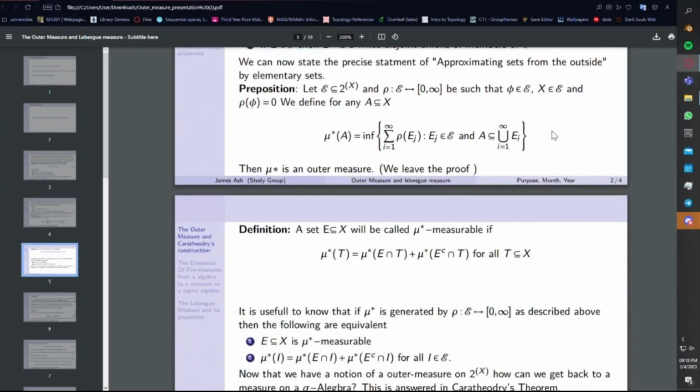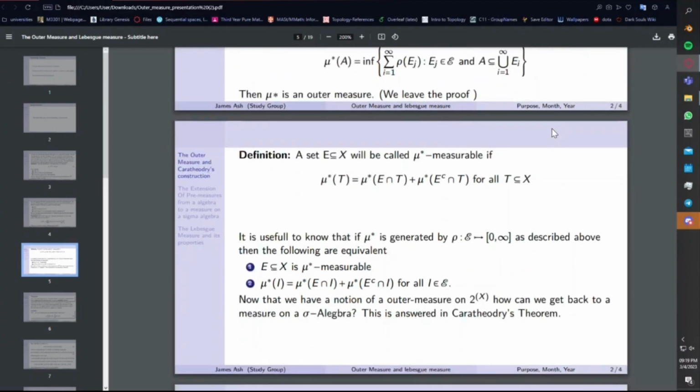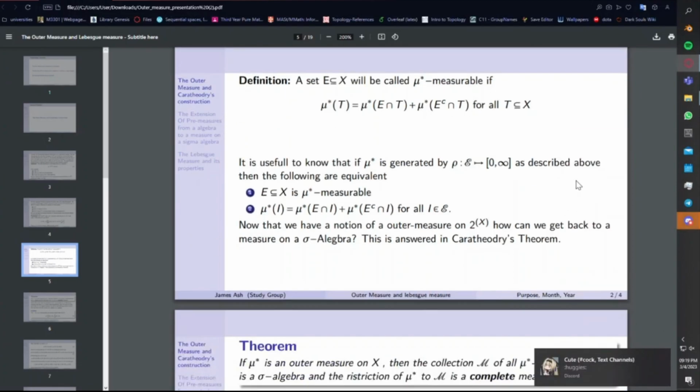Well, of course, there's also a main difference in outer measure for what we call measurable. In the case of measure, of course, everyone knows that if a measure is defined on a sigma algebra, then the measurable sets are precisely those in the sigma algebra.